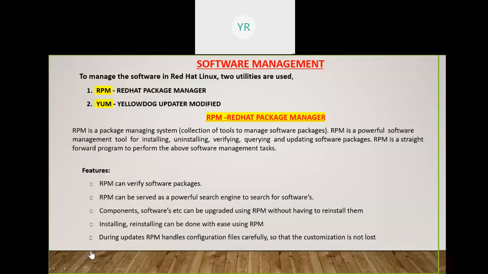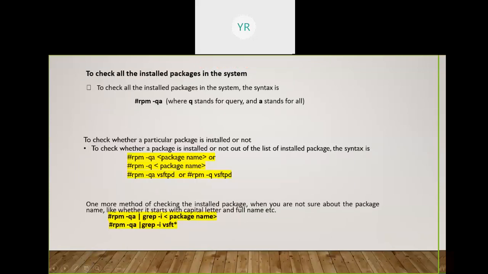Okay, so first look here, we'll see one by one. There are a lot of commands available in rpm. First, to check all the packages installed in the system, the command is rpm -qa, where q stands for query.